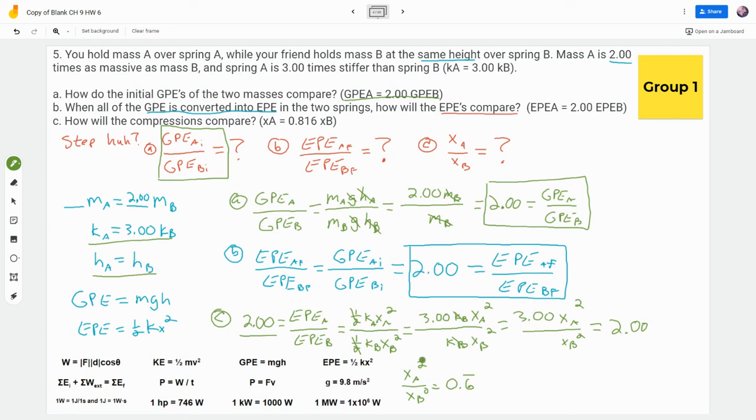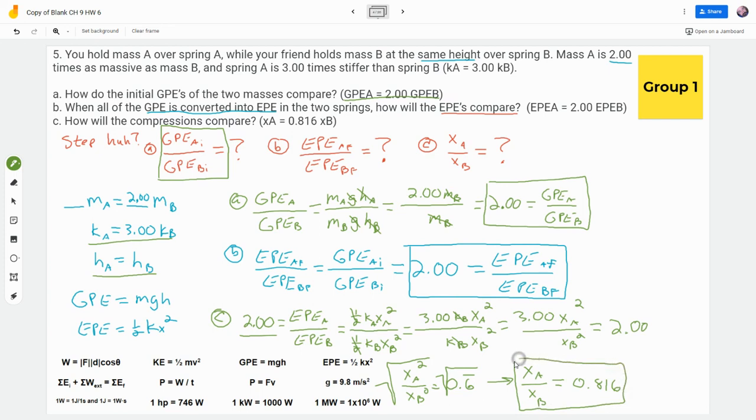But I don't want X sub A squared over X sub B squared. I want X sub A over X sub B. So how do I get that? I'm going to end up taking the square root of both sides. And if I do that, that's going to give me X sub A over X sub B, and that is what I want. So now I just need the square root of 2/3. So in my calculator, 2 divided by 3, take that to the 1/2 power, and I end up with 0.81649. But because the other numbers are in 3 sig figs, I'm going to leave this one in 3 sig figs. So that's my answer.